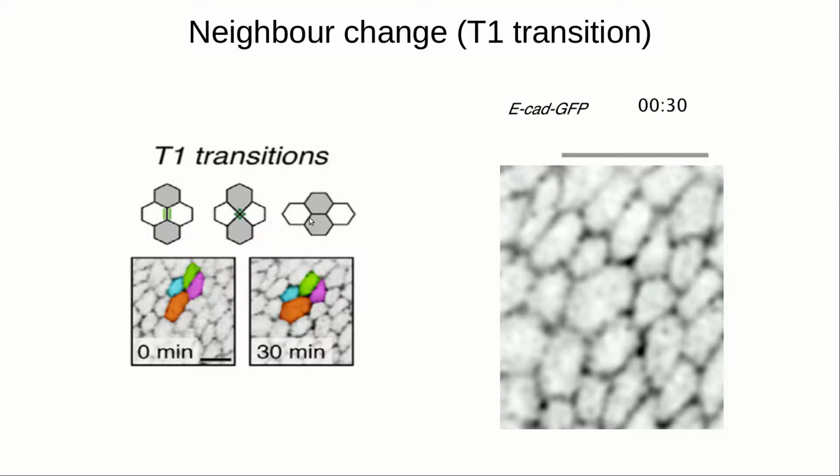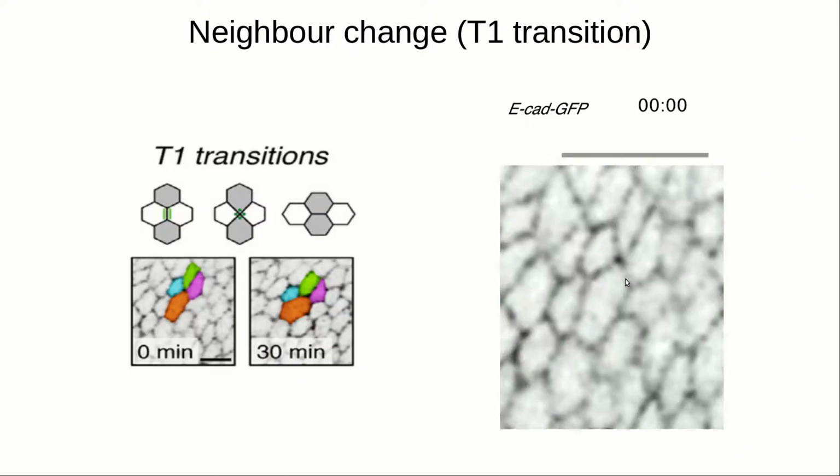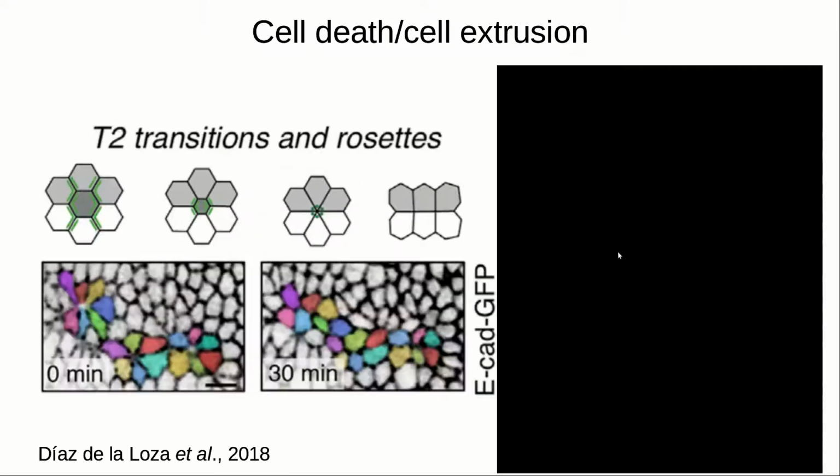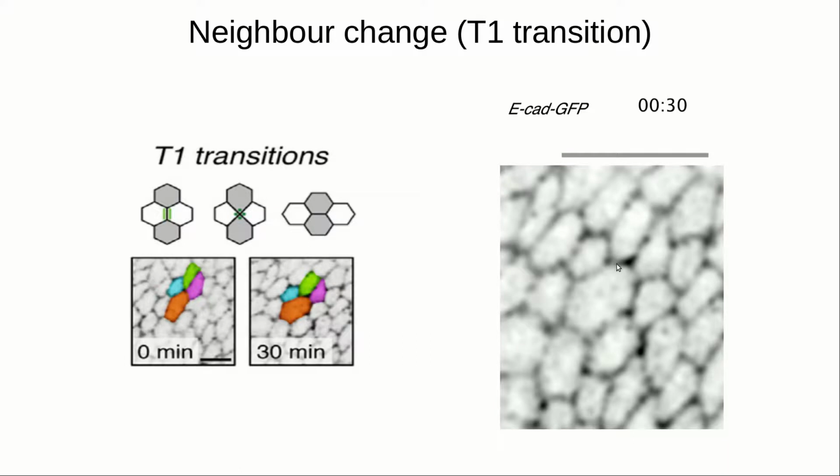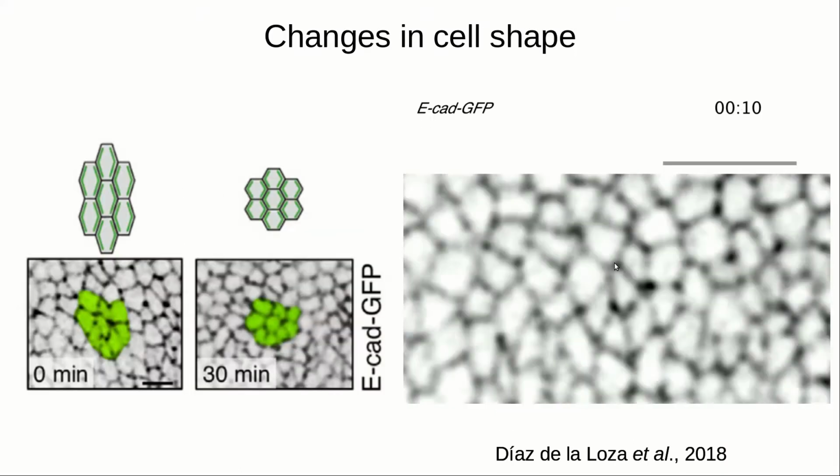So in the video on the left, on the right, you can see one of these transitions taking place here. One cell junction that has just formed and is elongated.